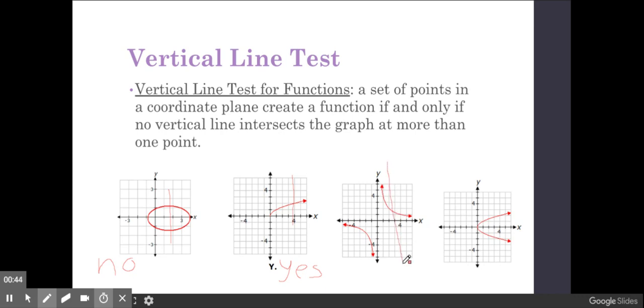Here, draw a vertical line. You can even draw a couple just to get your point across. And you can see that 1, 1, 1, yes, this is a function. So when you draw a single vertical line, these ones are a little bit slanted, but they should be perfectly vertical. It only crosses in one spot. And then here, you can see once again, it crosses in two. So nope, it is not a function.